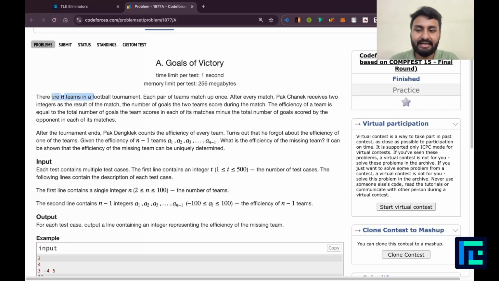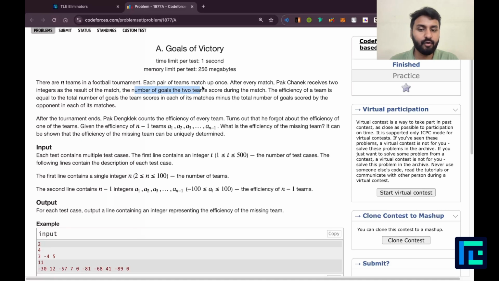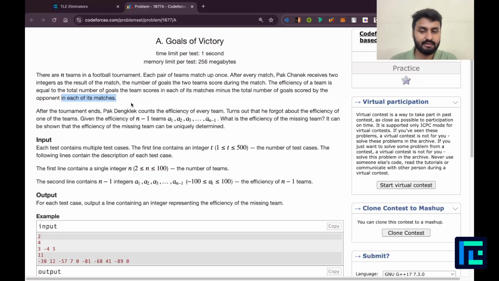There are n teams in a football tournament. Each pair of teams match up once. After every match, Park Chanek receives 2 integers as a result of the match, the number of goals the two teams scored during that match. Now the efficiency of a team is equal to the total number of goals the team scores in each of its matches minus the total number of goals scored by the opponent in each of its matches.